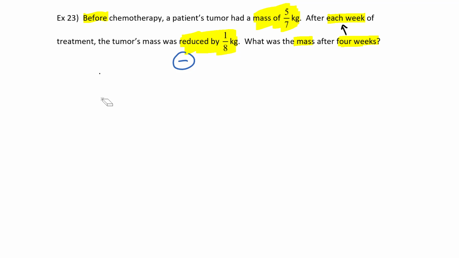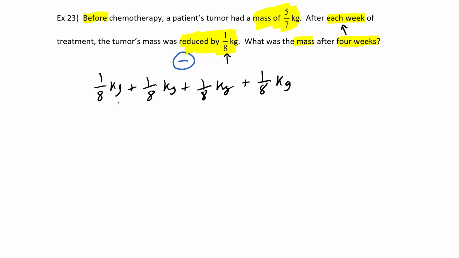What we must do now is we must combine all those weeks of tumor shrinkage by 1/8 of a kilogram. So here, the first week, it shrunk by 1/8 of a kilogram. The second week, it shrunk by 1/8 of a kilogram. The third week, it shrunk by 1/8 of a kilogram. And the fourth week, it shrunk by 1/8 of a kilogram.